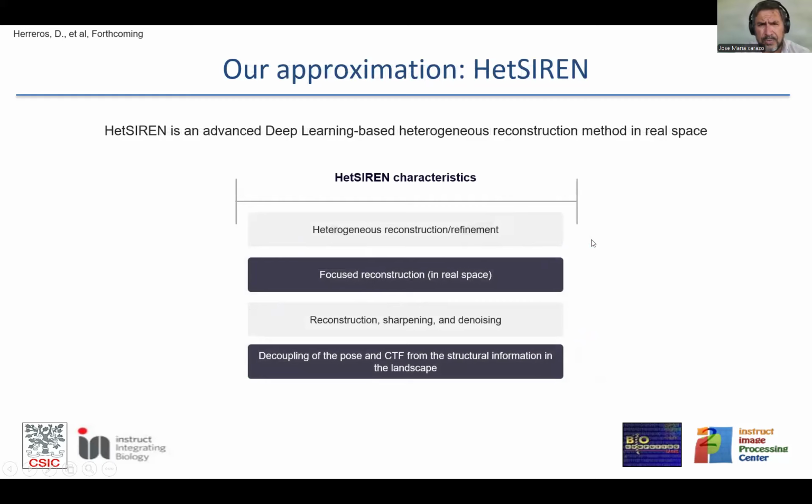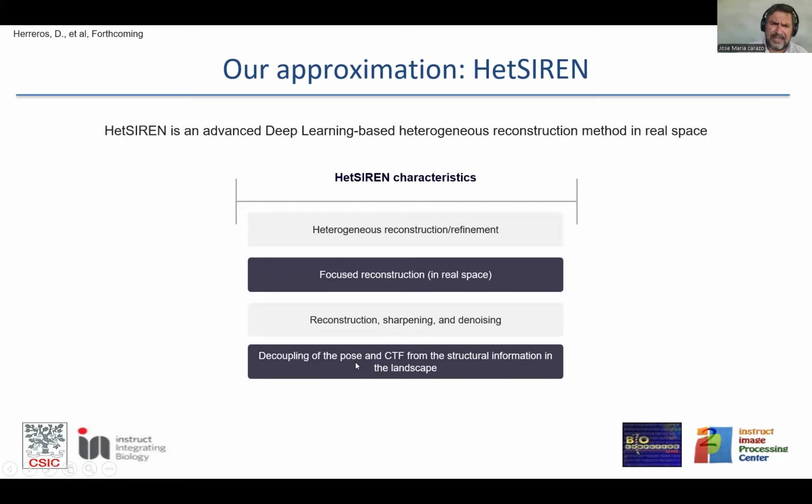This is what we are doing now with HetSIREN. It is our latest baby in this area, and we are extremely happy. It allows you to do focus reconstruction, so it allows you to put a mask and just study whatever part you are interested in. It has many things related to sharpening, denoising, and also we are doing something that is extremely important.